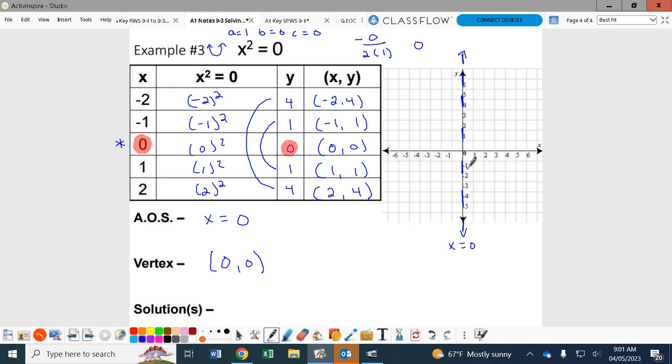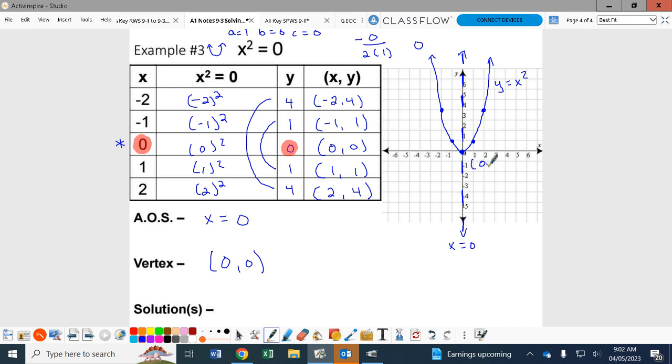From there, we're going to graph our points. -2, 4, to the right 2 and up 4. -1, 1, so to the right 1 and up 1. 0, 0, what point is this called? The origin. The origin is right there. And then 1, 1 is to the right 1 and up 1. And then 2, 4 to the right 2 and up 4. Very similar to our last one as far as the actual picture. We'll write our equation on there. Y equals x squared.